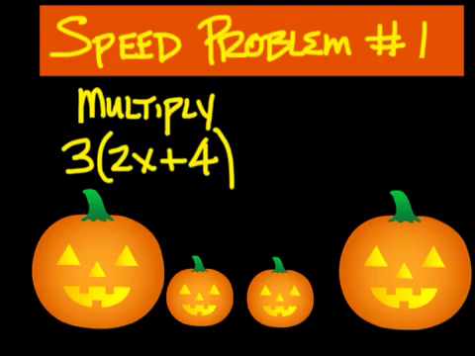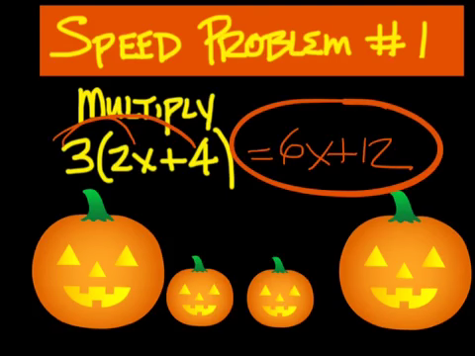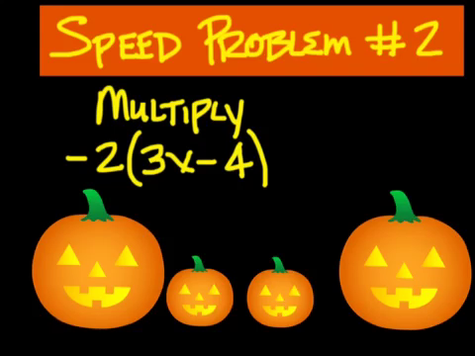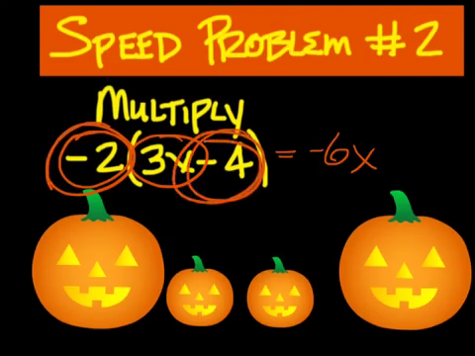Here's a speed problem. This goes to the first 6. So in this problem, you would have 3 times 2x, which is 6x, and 3 times 4 is 12. So 6x plus 12 is the answer. This one goes to the first 10. What is negative 2 times 3x? Negative 6x. What is negative 2 times negative 4? Positive 8. Positive 8. Yes.